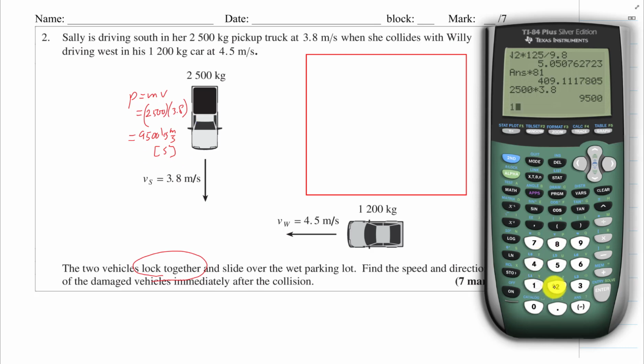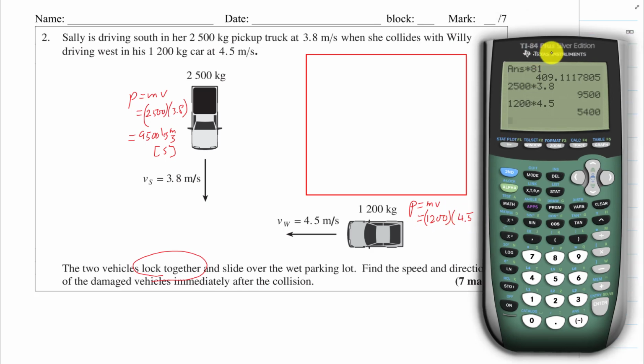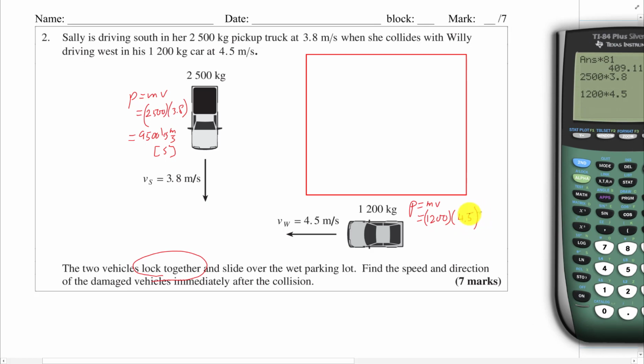And this is 1,200 times 4.5, and that's 5,400. So P equals mv, mass is 1,200 kilograms, and the v is 4.5. So we get 5,400 kilograms meters per second west.